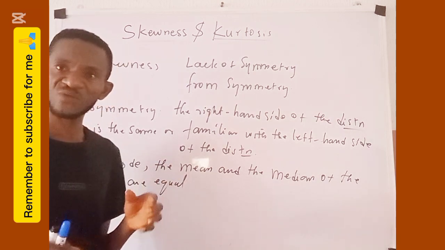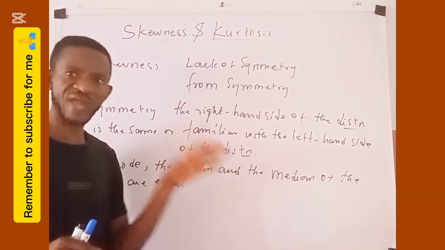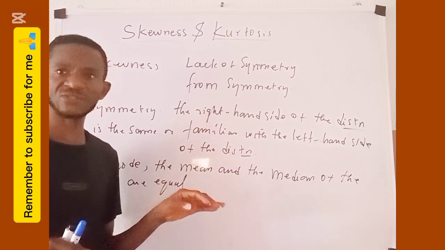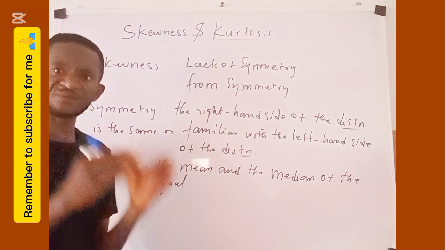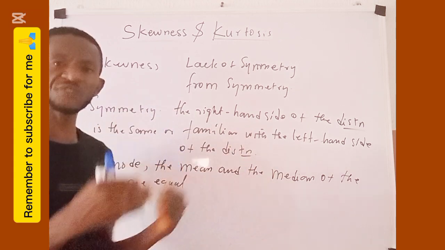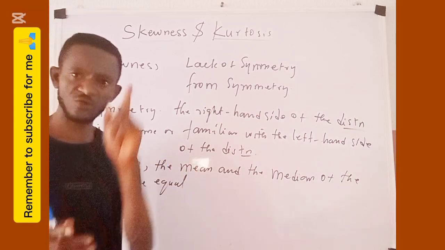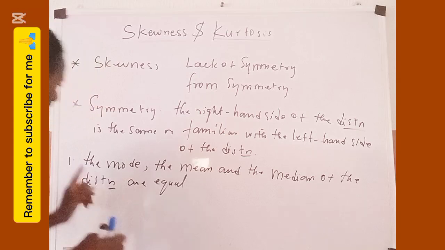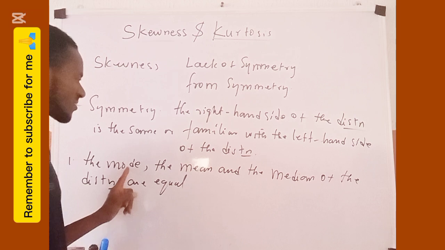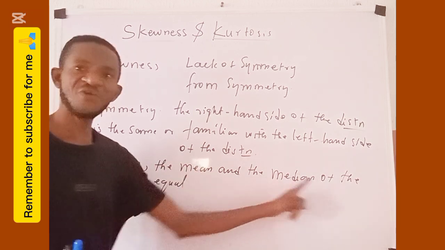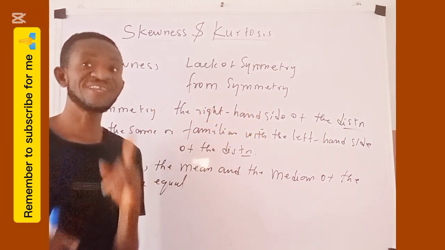I repeat, if this condition is satisfied, it implies the distribution we are discussing or the data set we are discussing is symmetrical. If the distribution or the data set is symmetrical, what do we look forward to see in its behavior? Number one condition, we look forward to see that the mode, the mean, and the median of that data set or that distribution are equal or approximately equal.